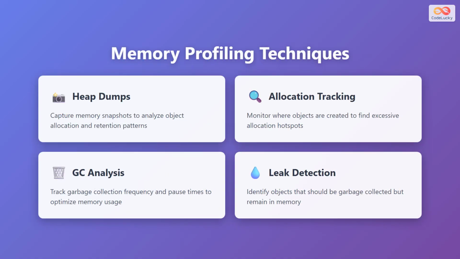Memory profiling uses several powerful techniques. Heap dumps capture memory snapshots that let you analyze object allocation and retention patterns, showing you what objects exist in memory and why. Allocation tracking monitors where objects are created, helping you find excessive allocation hotspots in your code. Garbage collection analysis tracks garbage collection frequency and pause times, which is crucial for optimizing memory usage and reducing application freezes. Leak detection identifies objects that should be garbage collected but remain in memory, consuming resources unnecessarily. Together, these techniques give you complete visibility into your application's memory behavior.